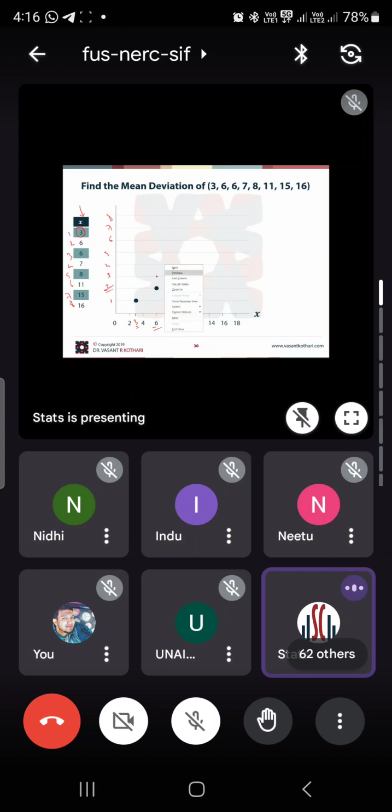Then we have the 7. So 7 will be here. Then we have the 8. Then we have the 11. Then we have the 15. And then we have the 16. So just see. All the numbers are placed like this.